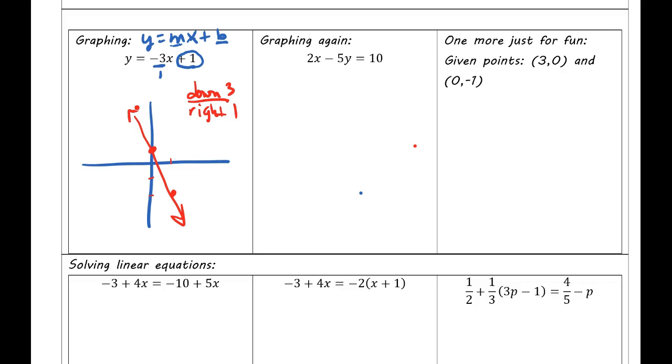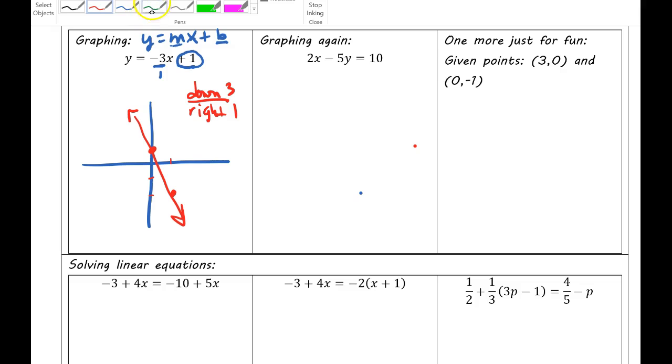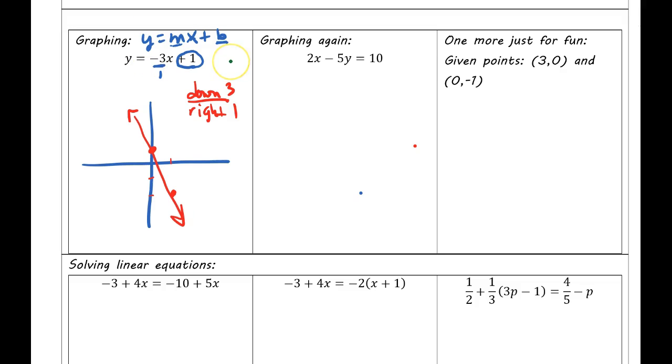Okay, graphing again. So what makes this one different than the one that we just did? Well, you may notice it's not in y equals mx plus b form. It's in something called standard form, which nothing's wrong with standard form. It's just harder to graph in. So my advice would be first to isolate the y, to get that y by itself, which just means do your algebra that you know about moving things around the equal sign and get it isolated.